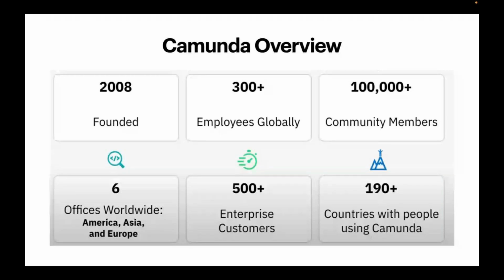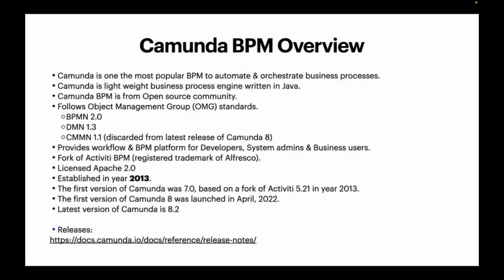So to have an overview about Camunda, it is one of the most popular BPM tools, which is used by different organizations in order to automate and orchestrate business processes. So, do you know what is automation and what is orchestration? Normally, whenever we are using any BPM or low code platform, we are either doing the BPA work or using orchestration.